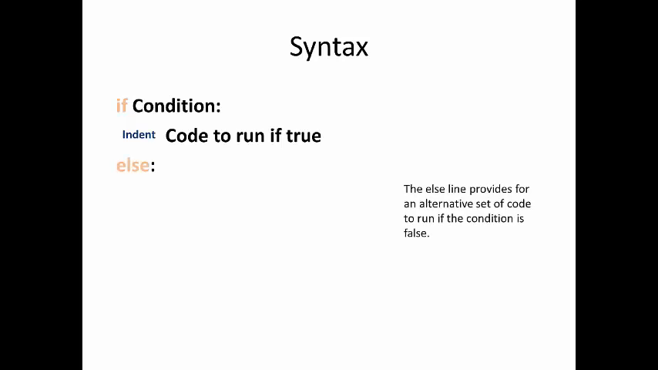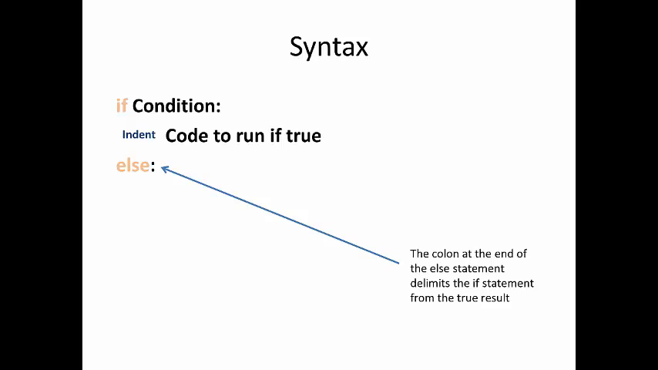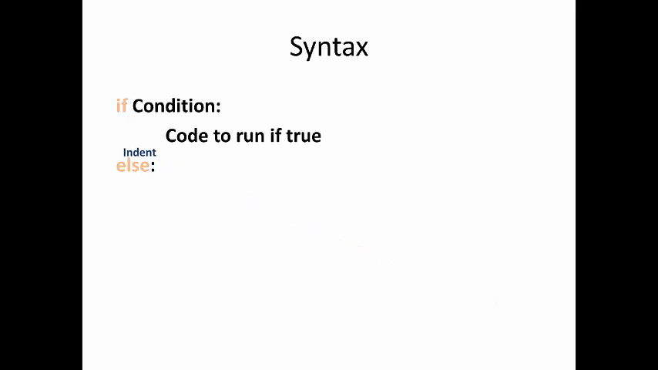The else line provides for an alternative set of code to run if the condition is false. The colon at the end of the else statement delimits the else statement from the false results. Here the programmer will place the line of code to run if the condition is false.